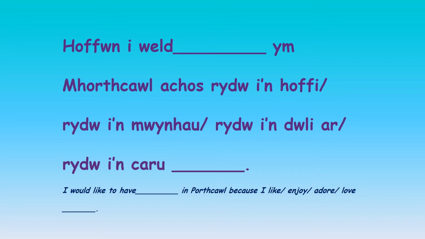You could use hoffwn i, I would like, to vary your tenses and sentence pattern. For example, hoffwn i weld. Where the yellow box is shown now, you need to put a place or places. Hoffwn i weld cinema ym Mhorthcawl achos rydw i'n dwlu ar wylio ffilmiau. I would like to have a cinema in Porthcawl because I adore watching films.